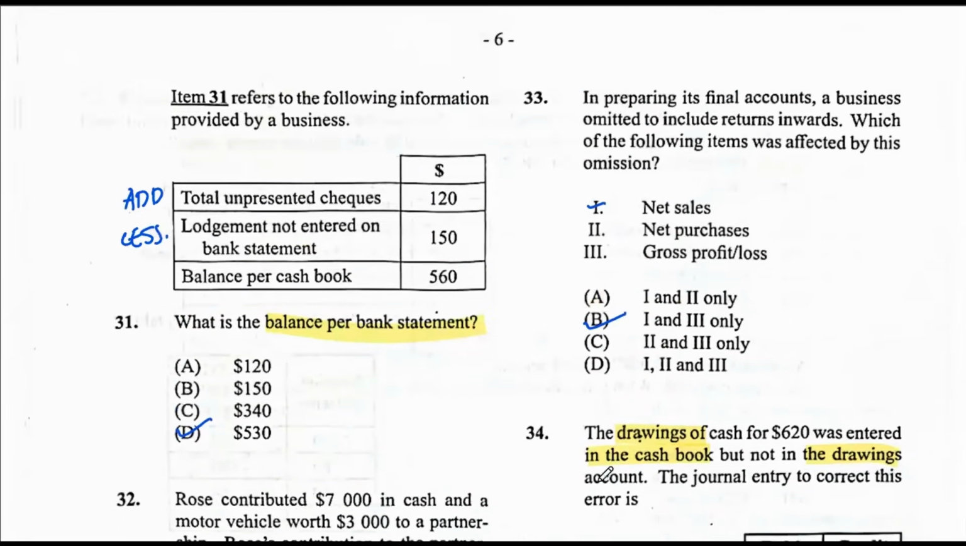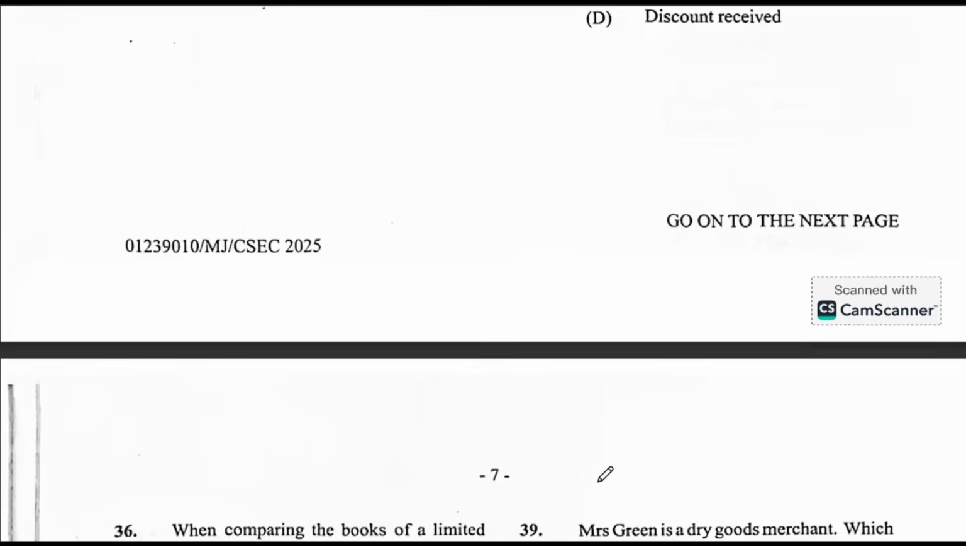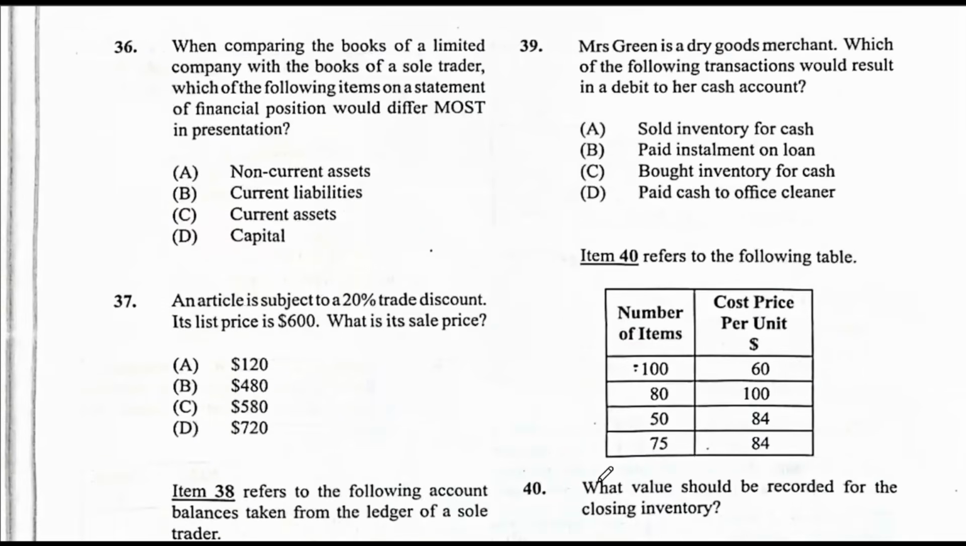Alright, guys, a good job so far. Looking pretty good. Time for us to move on to question 36. When comparing the books of a limited company with the books of a sole trader, which of the following items on your statement of financial position will differ mostly in presentation?